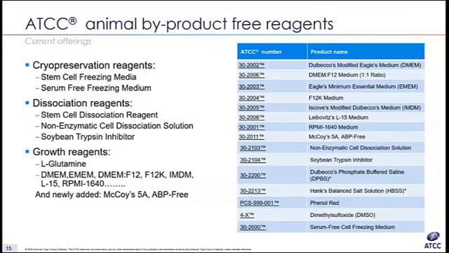For cell growth and expansion workflows, there are dissociation reagents, such as stem cell dissociation reagent, non-enzymatic cell dissociation solution, and to halt the dissociation, there is soybean trypsin inhibitor. For growth, all of ATCC basal mediums are animal byproduct free, with the exception of McCoy's 5A. However, ATCC has reformulated McCoy's 5A to remove the bactopeptone, therefore making this medium animal byproduct free as well.